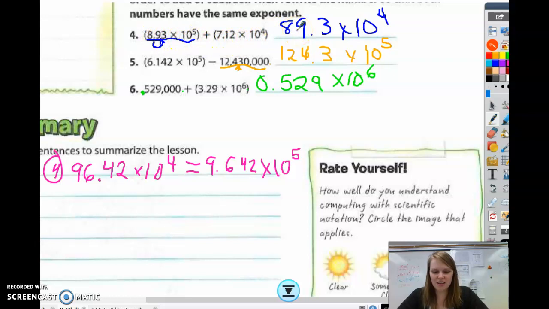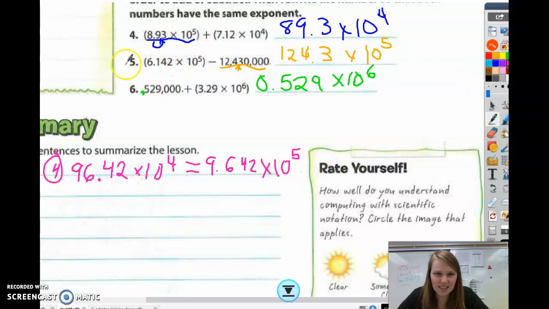Let's double check. So if I'm plugging this whole thing, 8.93 times 10 to the fifth plus 7.12 times 10 to the fourth. If I plug this whole thing into my calculator, 1, 2, 3, 4, 5. I did it, guys. So plugging that all into your calculator, this would be the correct answer. Let's try the next one here.